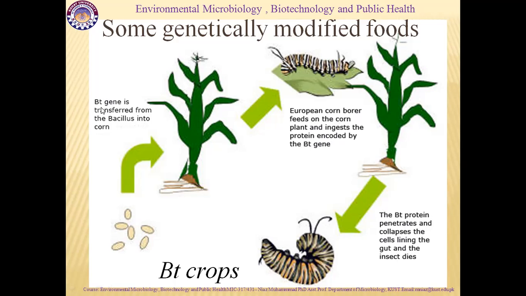What they did: the Bt gene has been inserted, and the Bt gene has been expressed on the leaves. If the caterpillar of this insect attacks and eats this plant, it will damage its gut cells and it will die. So genetically modified foods are safe and protective from insects.